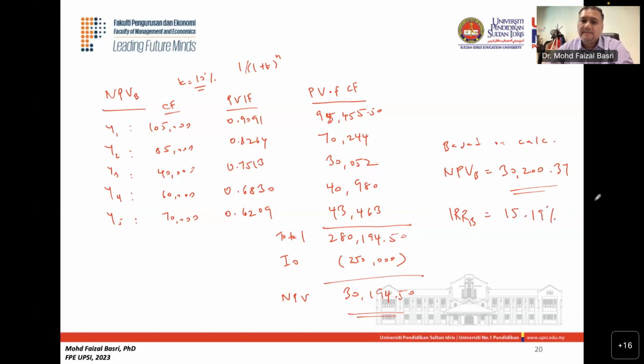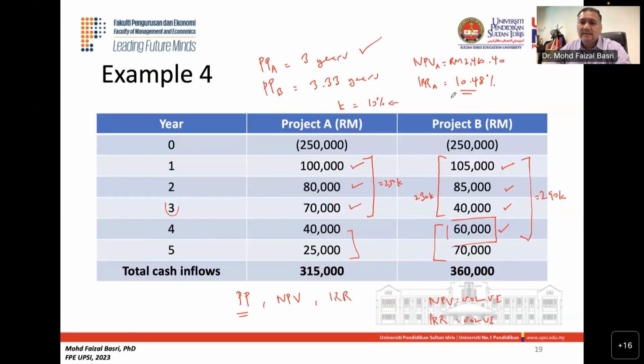15.19%. And comparatively, if you take a look at this dengan yang ni, obviously project B has higher NPV, 30,000, and higher internal rate of return at 15%. This is just 10% kan, 10.48, 10.5. For project B is 15%. So comparatively, kalau based on payback period, project A is better because we generate the returns faster.